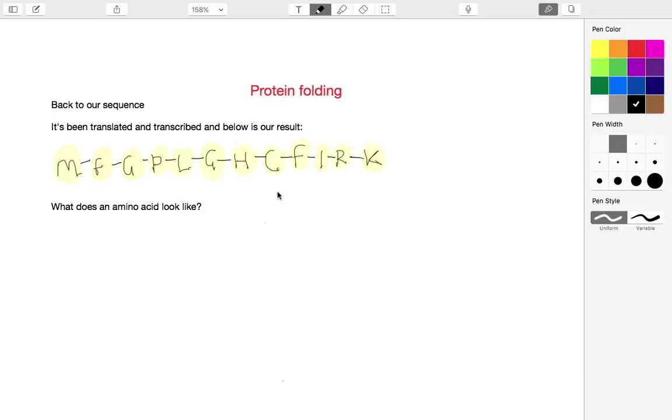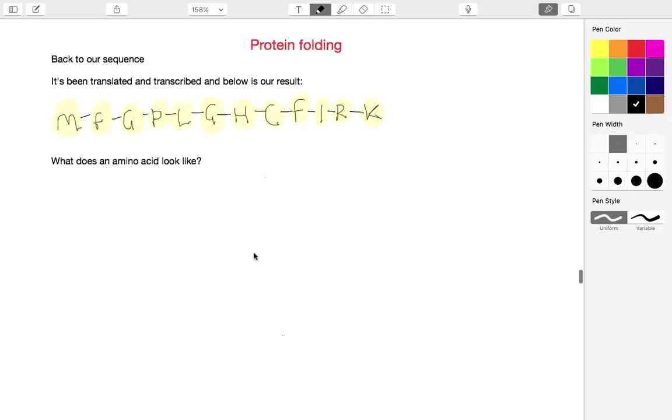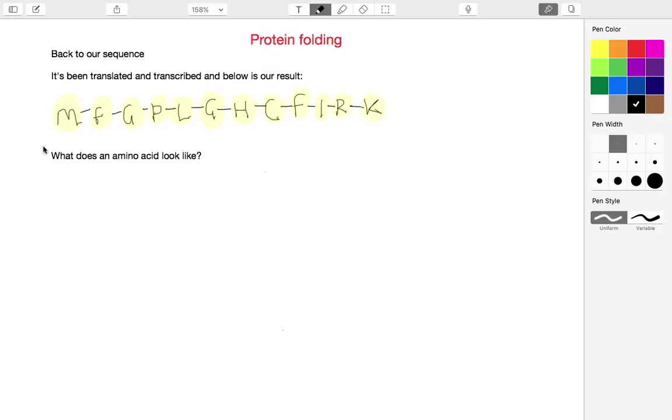Okay, so now we've done our transcription and our translation, so at this stage we have a nice little chain of amino acids. We need to move on to protein folding because that's essentially what all of this is about. We're trying to get, from our genes to our proteins, something functional. So this is our result from the previous slides, from the previous things we were looking at. But what does one of these actually look like?